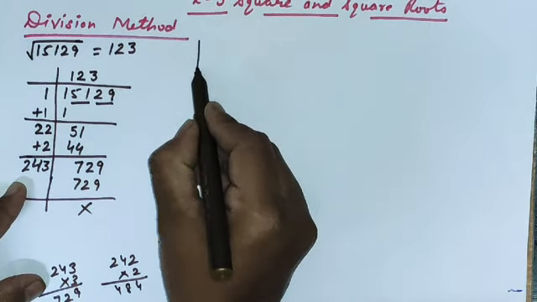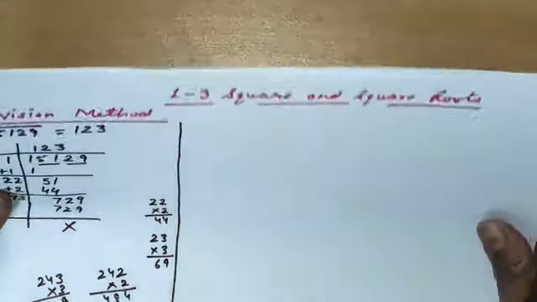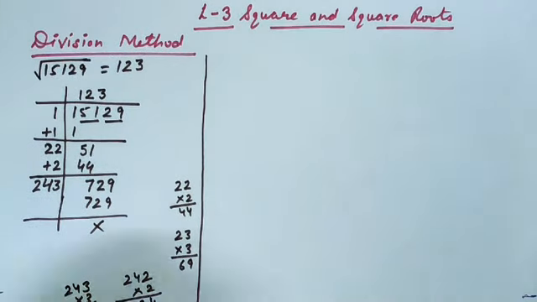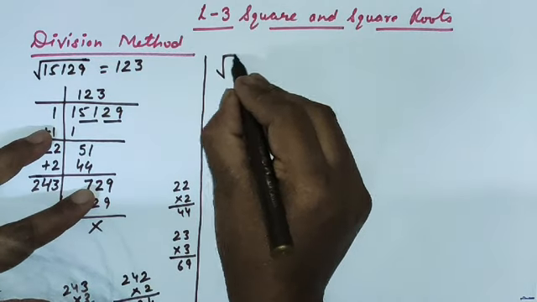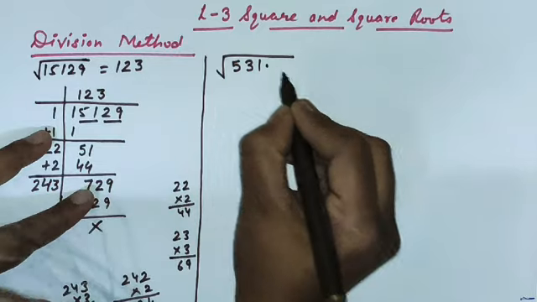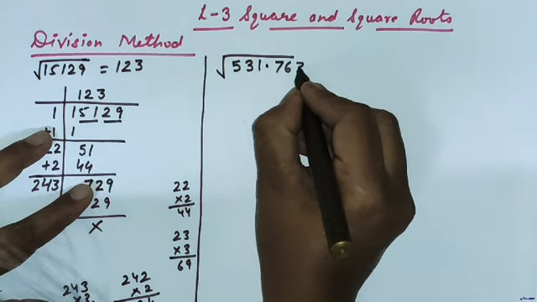Let us take some more examples to make the question and the method more clear. Next, this time I am taking a decimal number. The number is 531.7636.